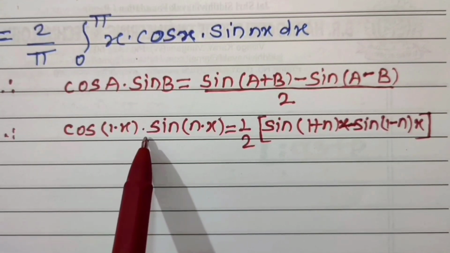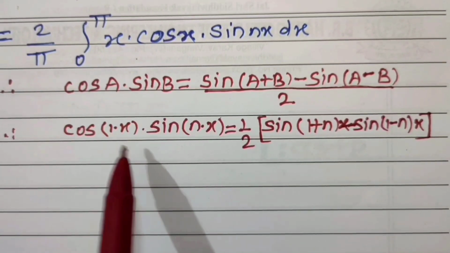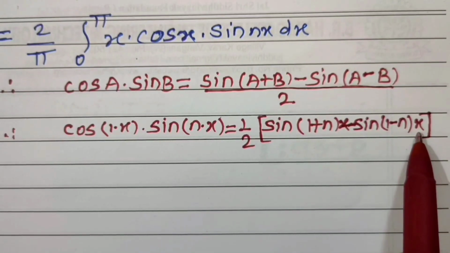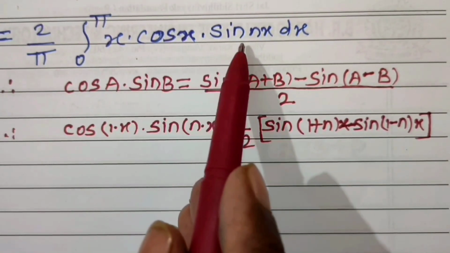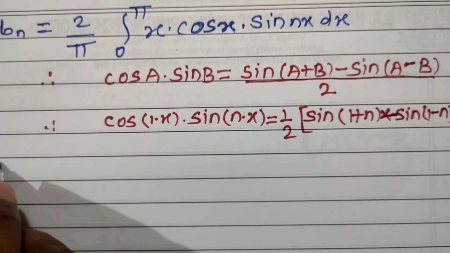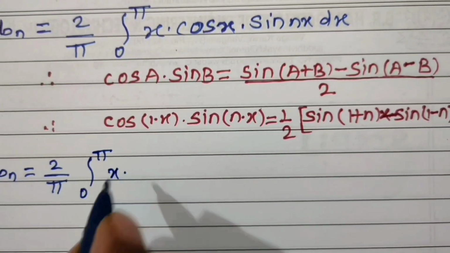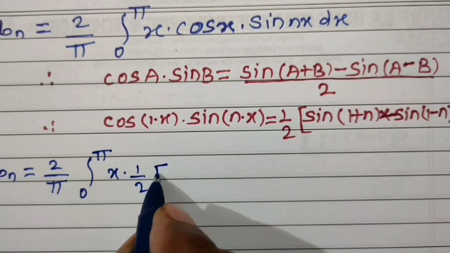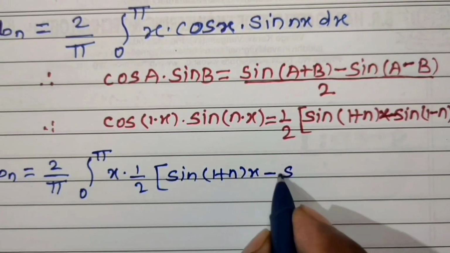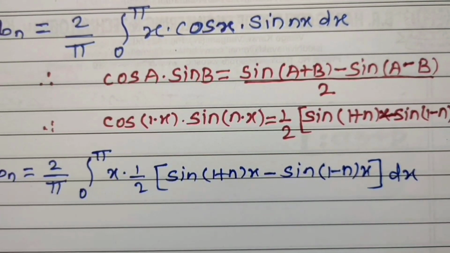Cos of 1 times x into sine of n times x is equal to half of bracket sine of (1 plus n) times x minus sine of (1 minus n) times x. Okay, means you can replace this cos x into sine nx by the right hand side of this. Hence Bn is equal to 2 upon pi integral from 0 to pi x into 1 upon 2 into bracket sine of (1 plus n) times x minus sine of (1 minus n) times x, bracket close. Integral is with respect to x.